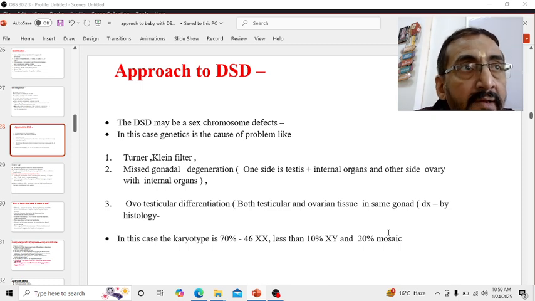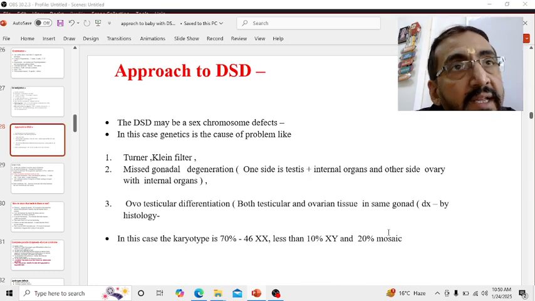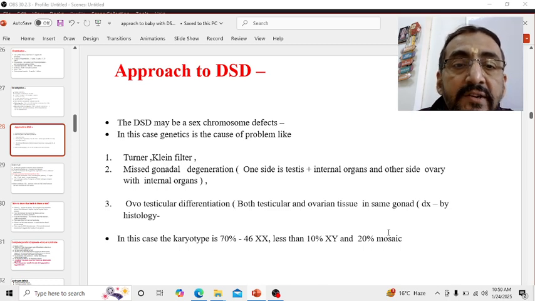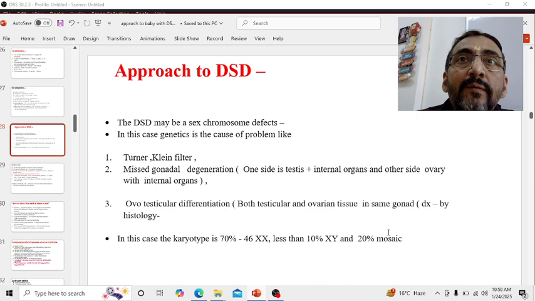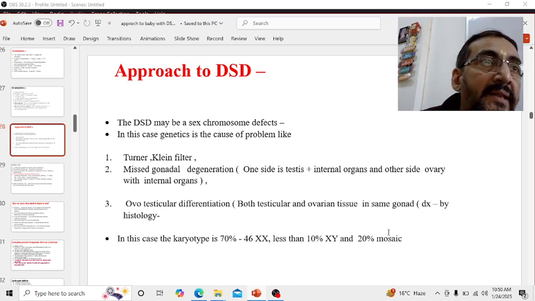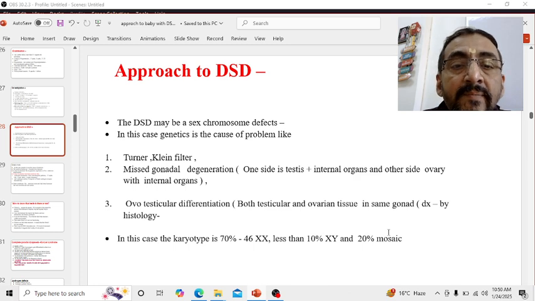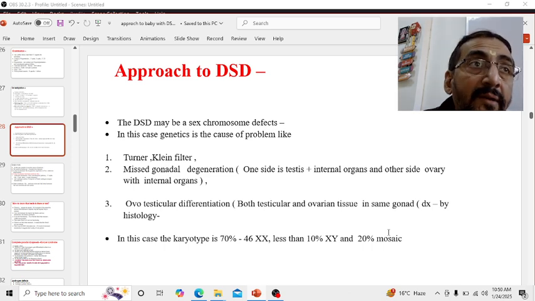This is one part. Similarly, because of these sex chromosome defects, we may find some other problems also, which is called mixed gonadal dysgenesis. What is the meaning of this? On one side of the body, in one of the scrotal bags, the testis is there, but on the other side the testis is absent. Instead of that, there will be internal organs and on the other side there will be an ovary. Now this is a very typical, very strange condition. Therefore, it is called mixed gonadal dysgenesis. On one side there is a testis, plus on the other side we will have internal organs of the other sex and also there is an ovary.